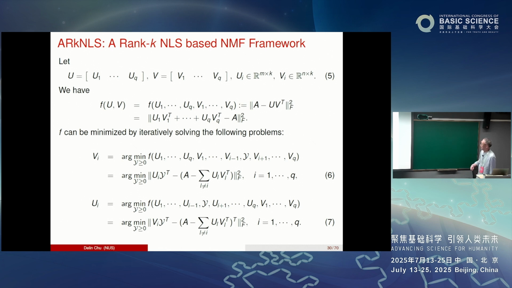Then by the BCD idea, we just update each block Ui and Vi by solving subproblem 6 and 7. The key is whether we can solve subproblem 6 and 7 exactly and very quickly. If we can solve these two subproblems exactly and also very quickly, then the resulting new method should be more powerful than the HALS method. So now we want to talk about how to solve subproblem 6 and subproblem 7.